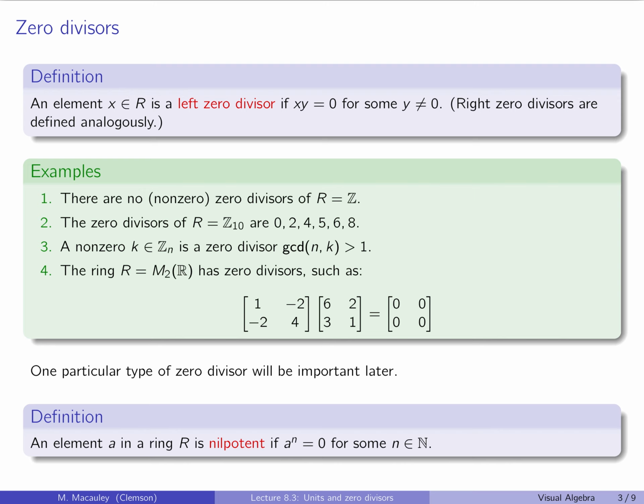One particular type of zero divisor will be important later in this chapter when we get to prime, primary, and radical ideals. So let me just give the definition right now. An element in a ring is said to be nilpotent if some power of it is equal to 0.